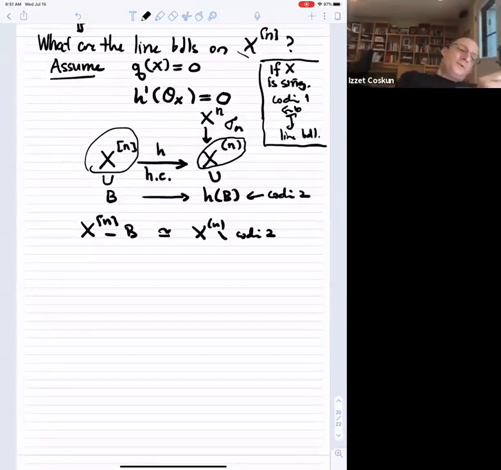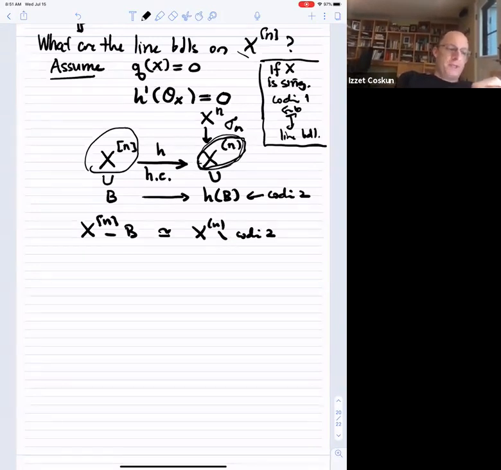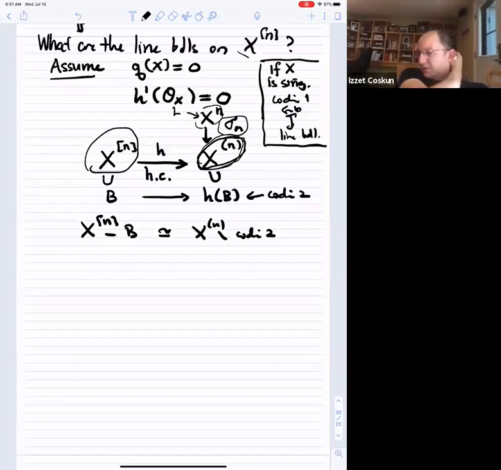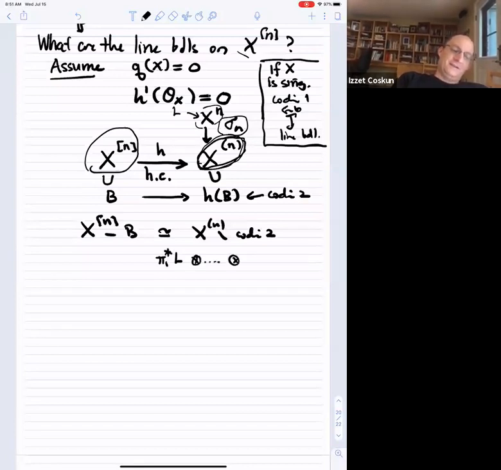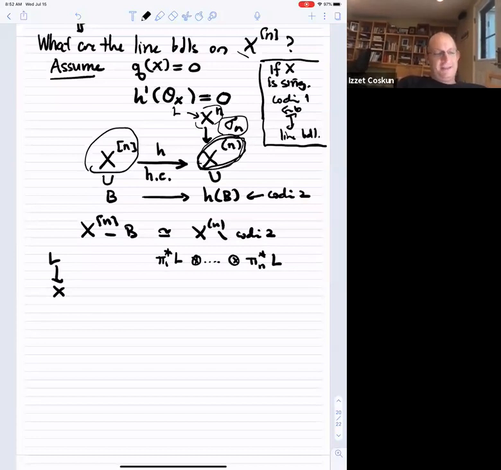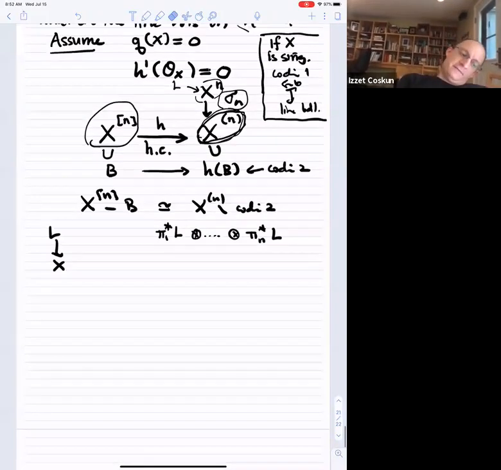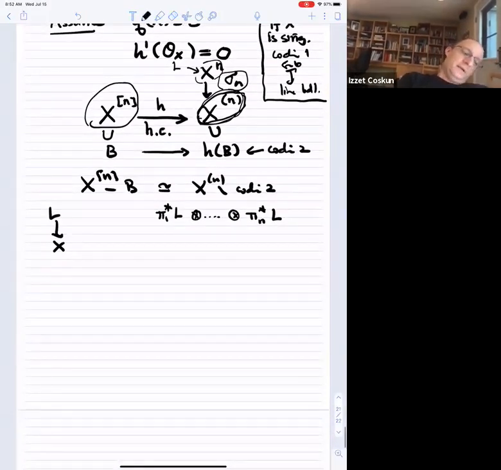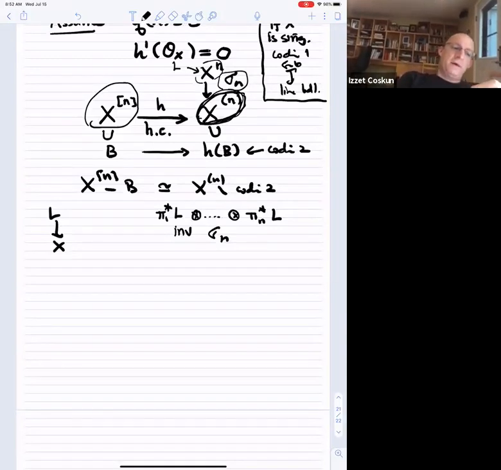Now if you want to understand the line bundles on the symmetric product, one way of getting a line bundle on the symmetric product is to put a line bundle on Xn which is invariant under the symmetric group. One way you can do this is to pull back a given line bundle from X. So take a line bundle L on X, pull it back to X to the n by every single projection, and tensor them: pi 1 upper star L tensor ... tensor pi n upper star L. Then this line bundle is clearly invariant under the symmetric group, so it descends to the symmetric product.